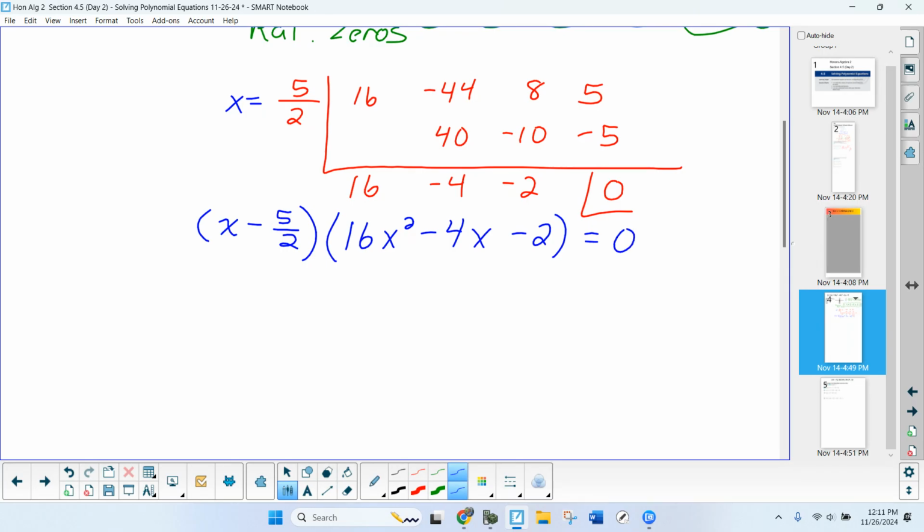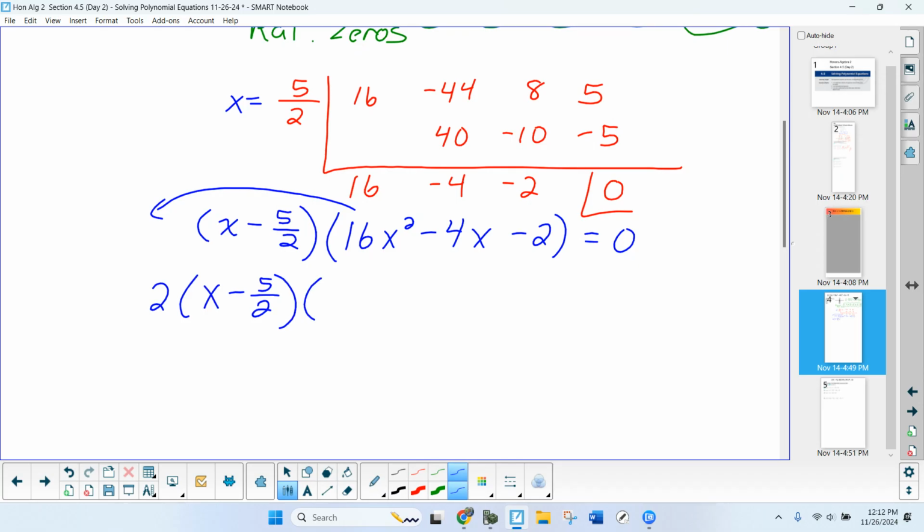All right, now I got that trinomial. I need to factor that. Anybody see anything I can do first? GCF. What's my GCF? Okay, I like 2, but the leading term is positive, so I'm not going to pull out a negative 2. I'm just going to pull out 2. Now, I always put my GCF out front. It just looks cleaner to me.